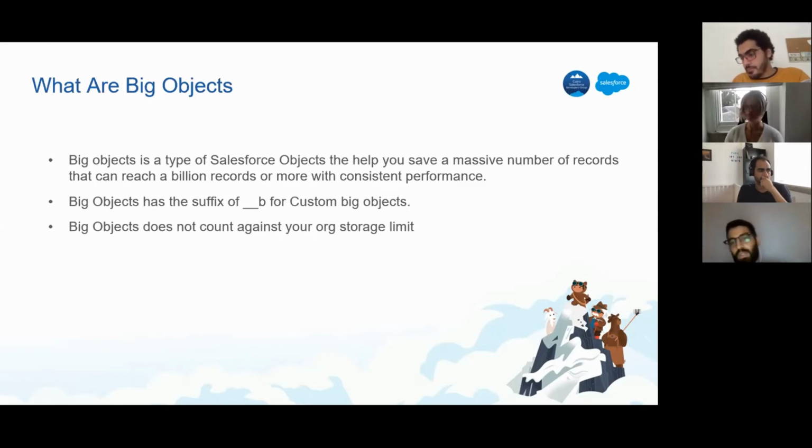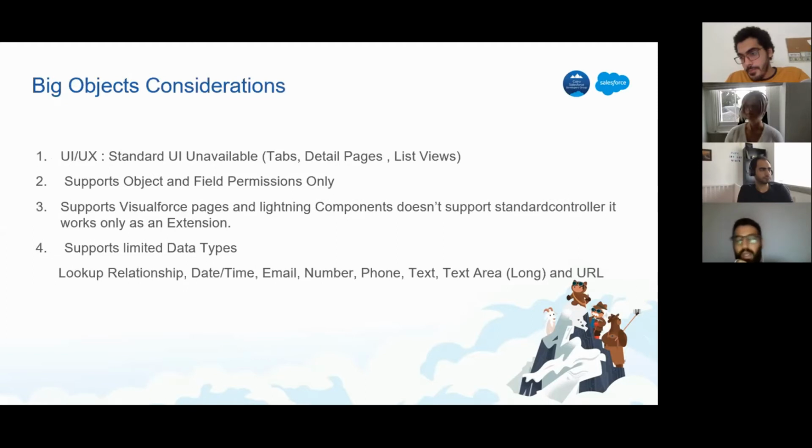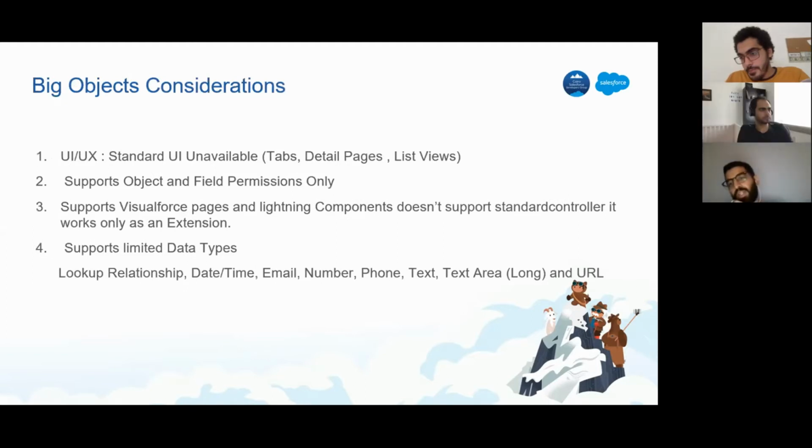So what's important to know about using big objects? Like I said, it always has the suffix b in case you're creating a custom big object. Okay. And the custom big objects do not count against your organization storage limit. Okay. So there are several considerations you need to keep in mind while using big objects.